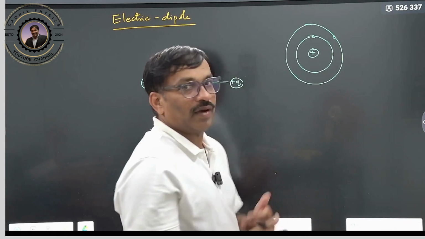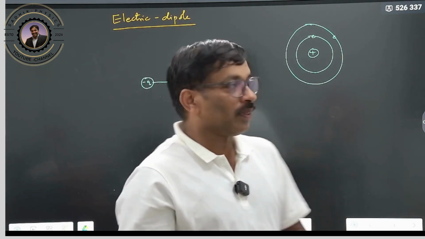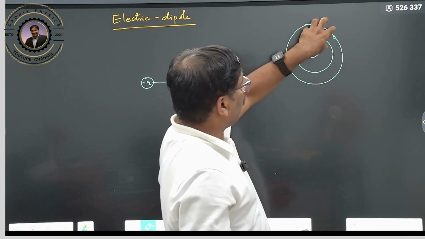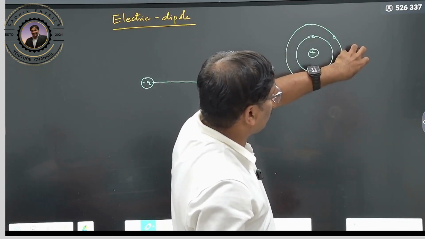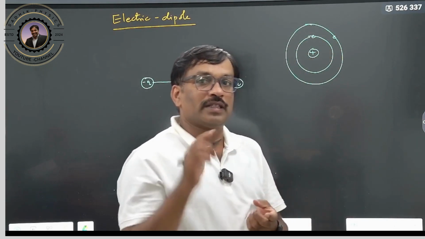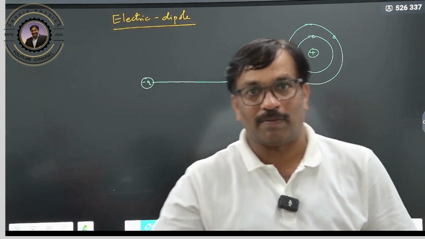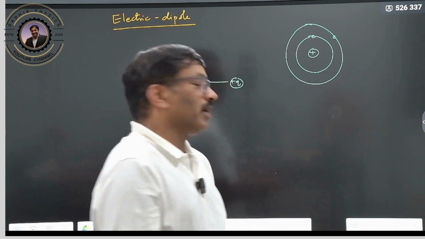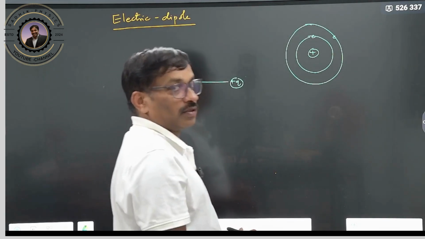That means they do not have a permanent dipole moment. Suppose the total negative charge is concentrated at one point and the total positive charge is concentrated at another point. Then it has a permanent dipole moment. That is said to be a polar molecule.